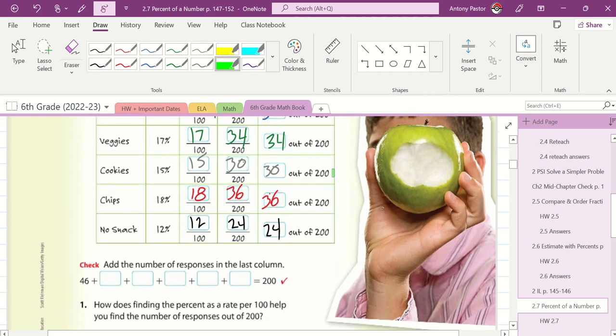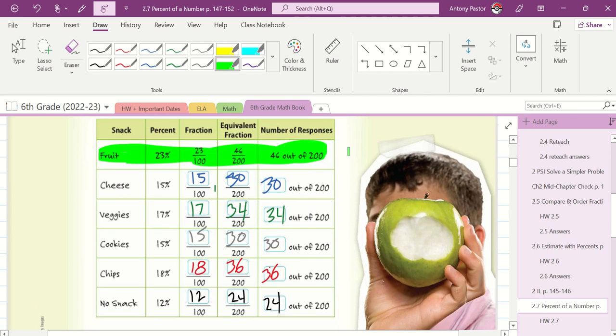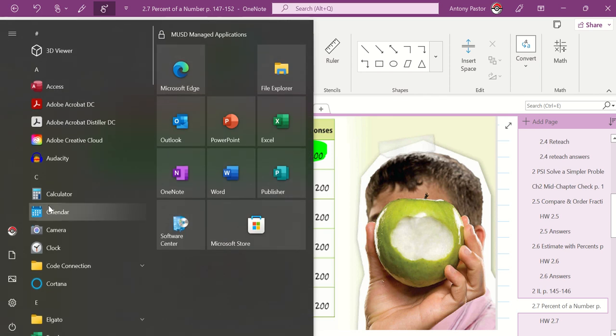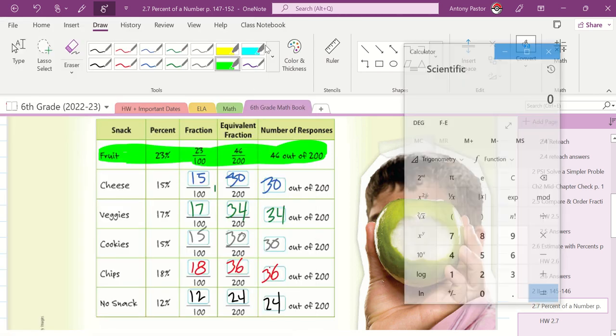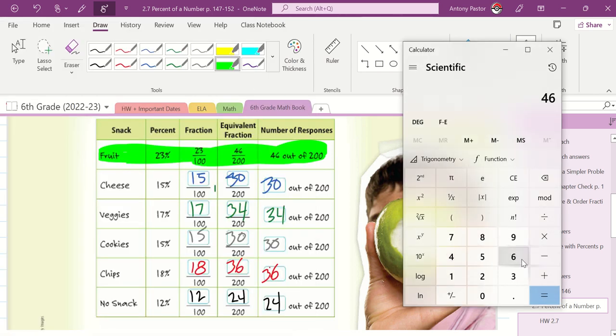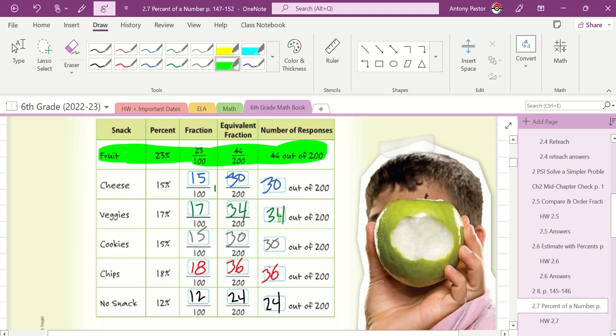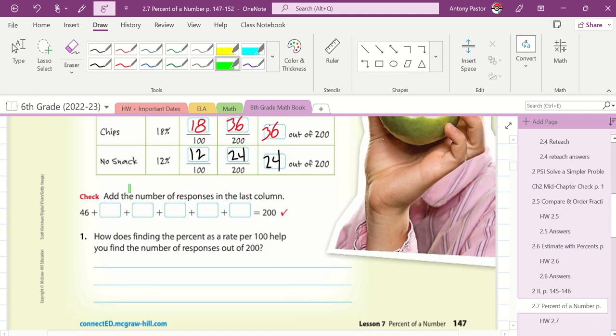So let's move on. Add the numbers of responses in the last column to make sure they add up to 200. So let's do that with our calculator, just to save time. 46 plus 30 plus 34 plus 30 again plus 36 plus 24 should equal 200, and it does. Therefore, we did our math right. These are the number of students that chose what snack, so we're good.